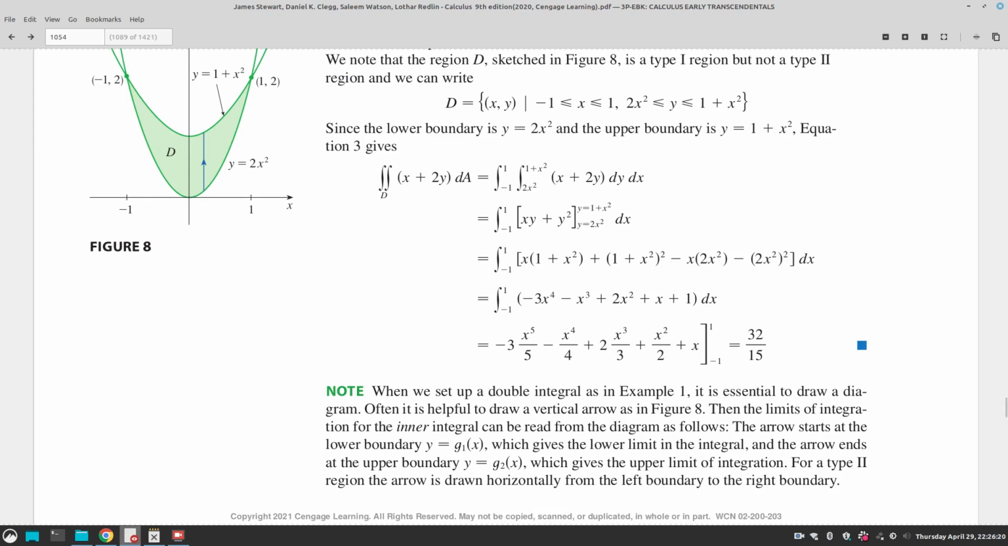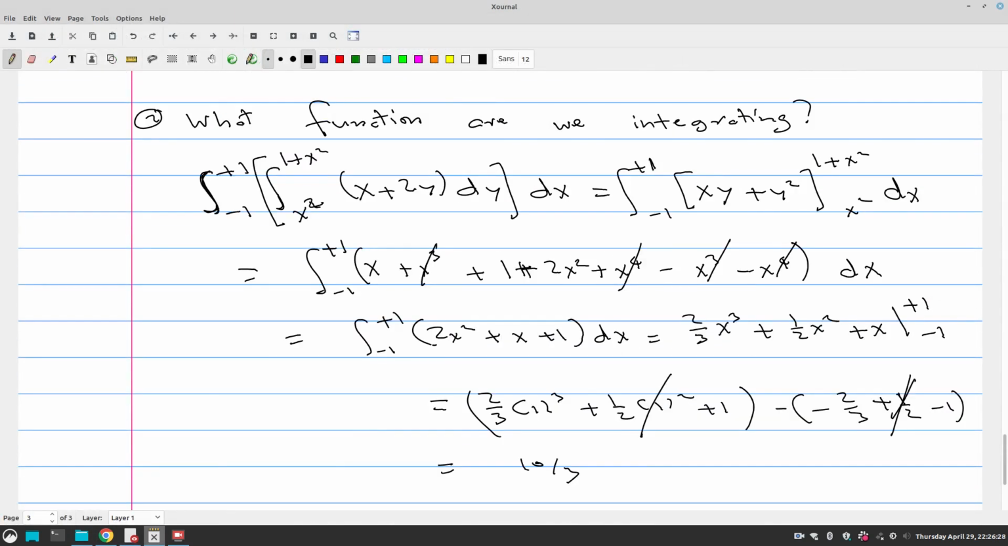Wait, I was supposed to find 2x squared. This is fine. xy plus y squared. Wait, did I use... Oh, sorry. Should I use 2x squared here? These are the limits of integration. Should be 2x squared. Sorry, this is an embarrassing mistake. Let's go over this again.